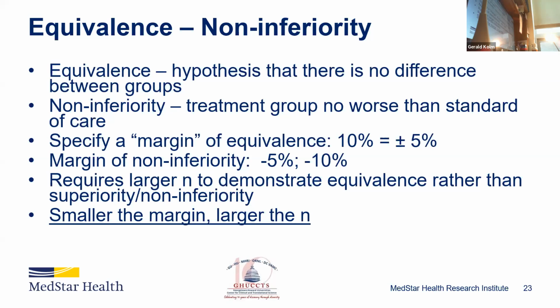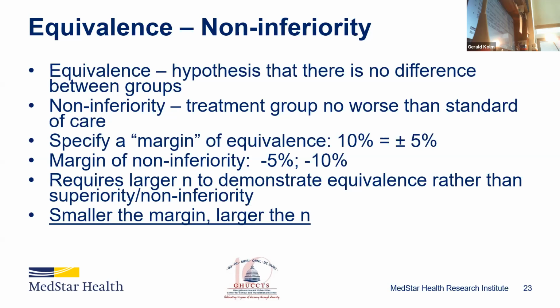For non-inferiority, then that's just one-sided. In other words, you don't really care if your new treatment was better than the standard of care. You just want to show that it's not any worse. And so again, you have to specify a margin, which might be 5% or 10% or whatever you think is the important margin.